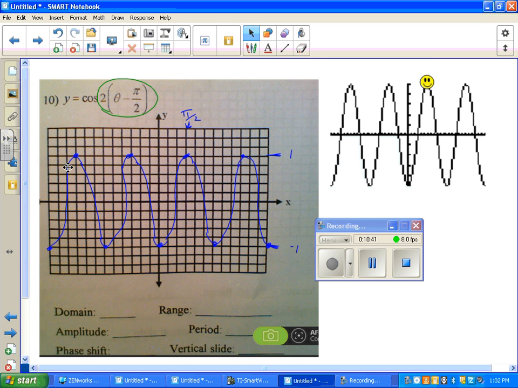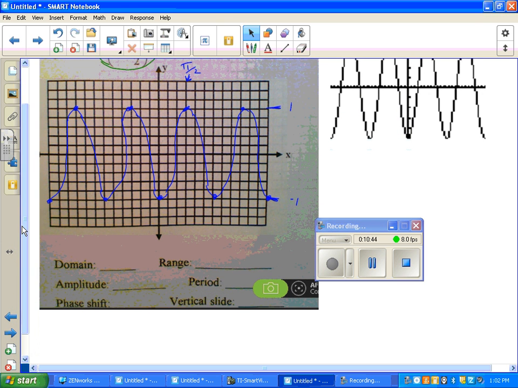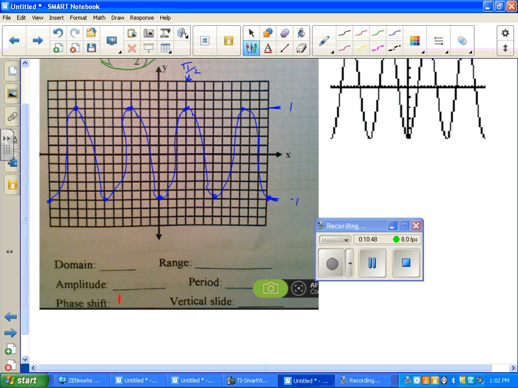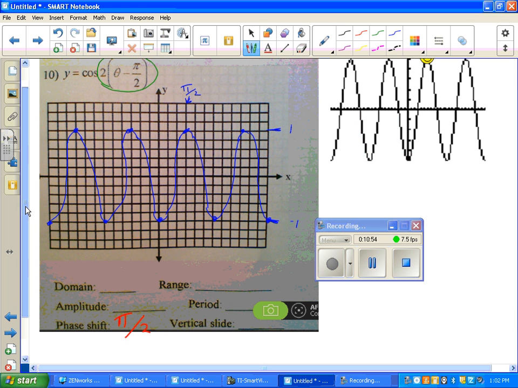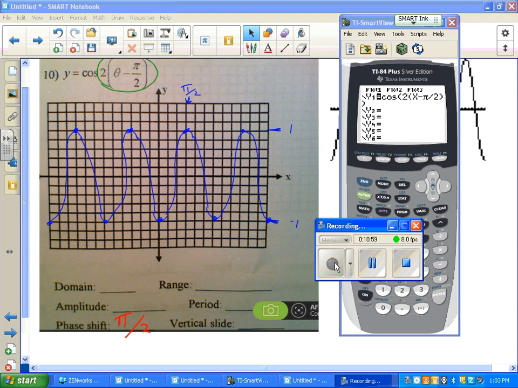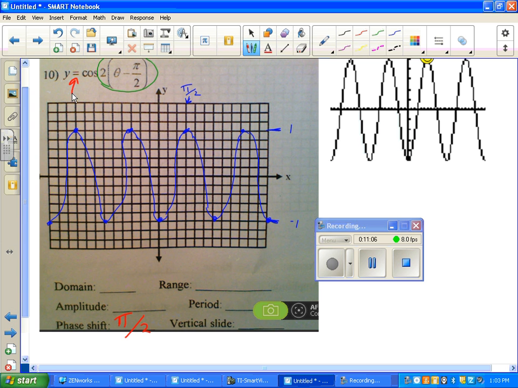So what do we know? We know that we have a phase shift of pi over 2. We have a change. Did I put that right for the amplitude? Just checking. There was no change in the amplitude because there's no number in front of the cosine. No change in amplitude, so the amplitude is correct at 1.